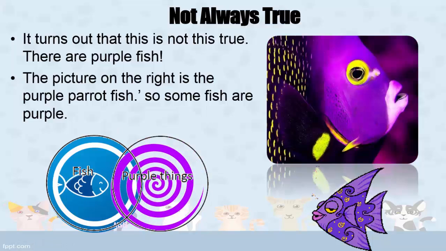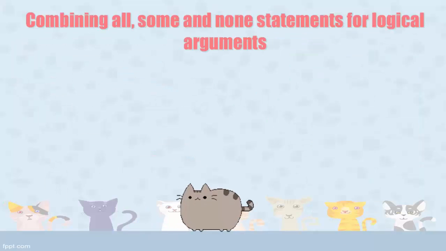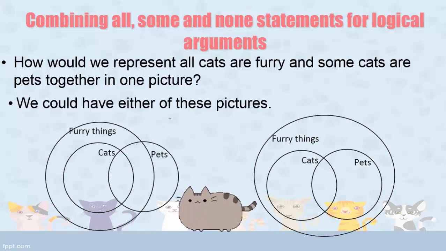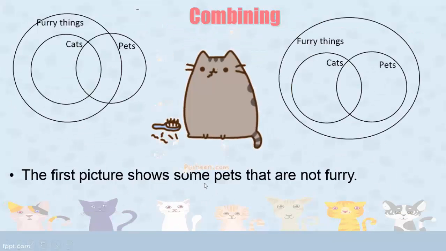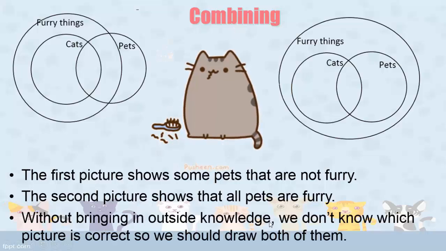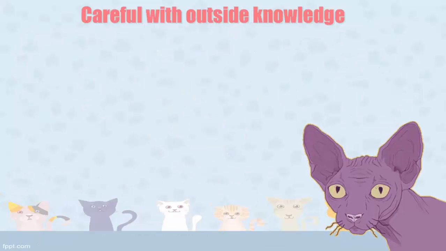But the issue that comes up here, for example, with the birds or the purple fish, is the idea of bringing in external knowledge. And so this is what happens when we combine all, some, and none statements for a logical argument. So here we go. How would we represent all cats are furry and some cats are pets in one picture? We can have two different situations. And either of these pictures would be correct, because the first picture shows that some pets are not furry, and the second picture shows that all pets are furry. Without bringing outside knowledge, we don't know which picture is correct, so we should draw both of them, because we don't know whether or not we're going to talk about the purple parrotfish or the ostrich. So again, we have to be careful of outside knowledge.